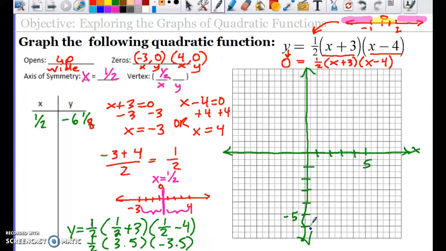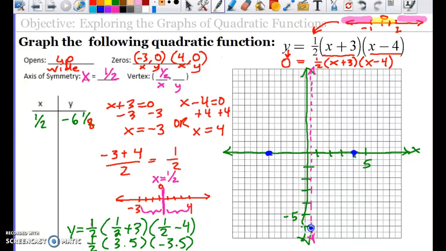Okay? Now my axis of symmetry has to go through that point. I'm going to make that pink, because that's what I did before. So here's my axis of symmetry. It has to go right through that vertex, just like so. Now, let's plot the ordered pairs that make up my zeros. Negative 3, 0. So that'd be 1, 2, 3, negative 3, 0. That's one x-intercept right over there. And 4, 0 is the other one.